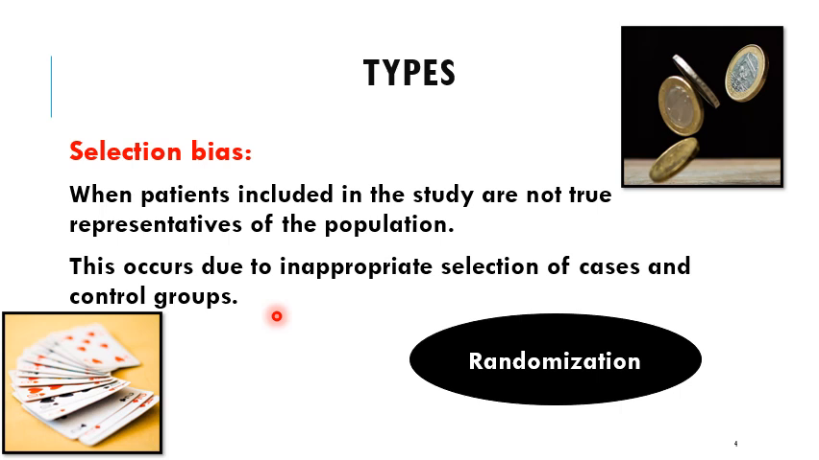So we have to select randomly that today in this patient graft A will be placed on the right side and graft B will be placed on the left side. In the next patient, again with the help of a coin toss or lottery method, we will decide which graft has to be put on which side. So selection bias can be eliminated by randomization.